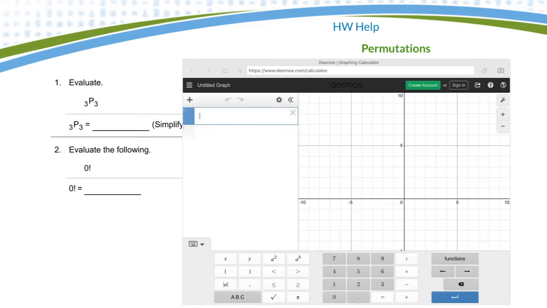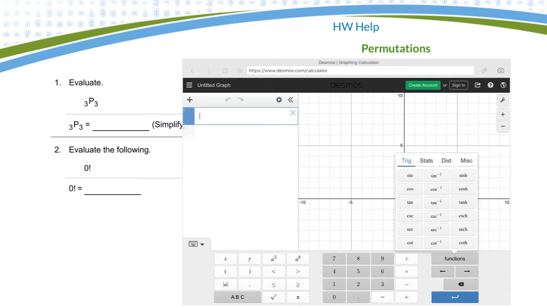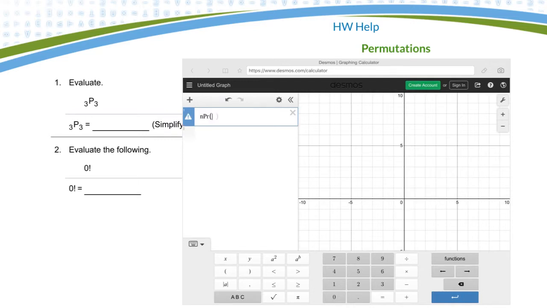So I want to get permutations. Under functions and stats, there's permutations. Make sure you're picking perm, not combinations. And then 3, comma, 3. And so 3 permutations of 3 are 6. Good. And then they want to know what 0 factorial is.